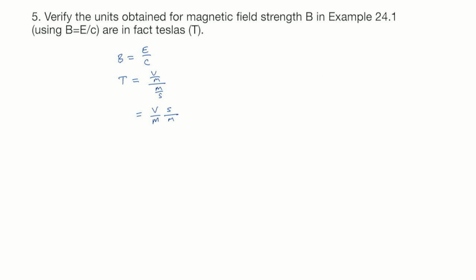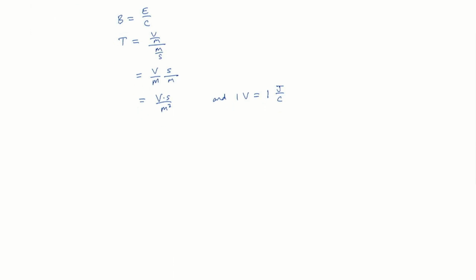Okay, so we have a volt times a second over meters squared. All right, so we can say 1 volt is 1 joule per coulomb. So let's substitute for volts. So we have joules per coulomb. What's left is seconds over meters squared.